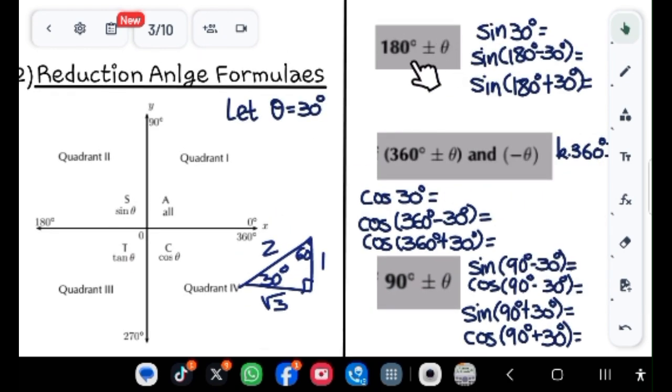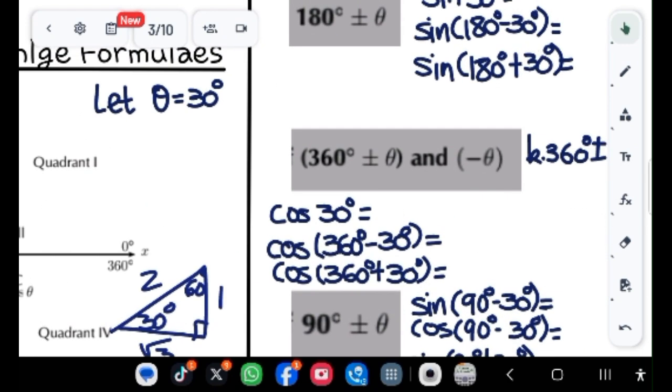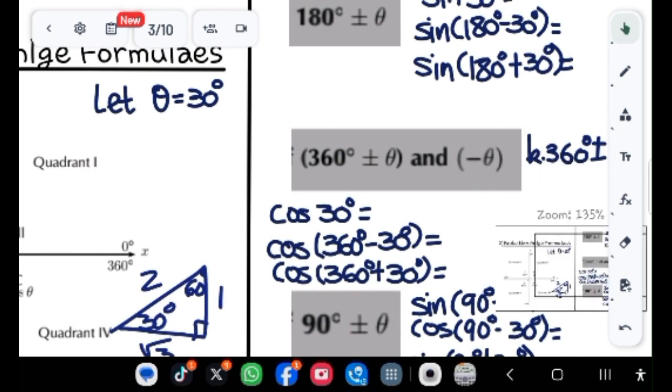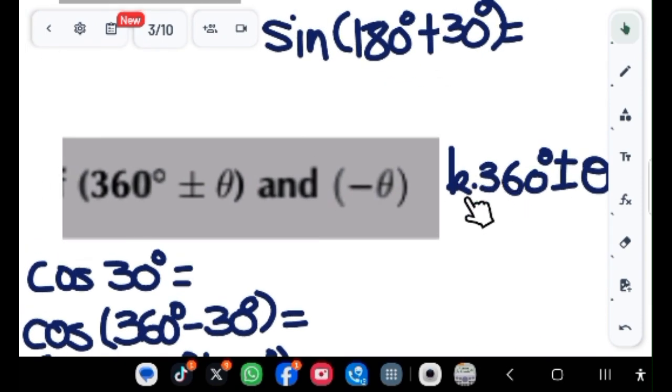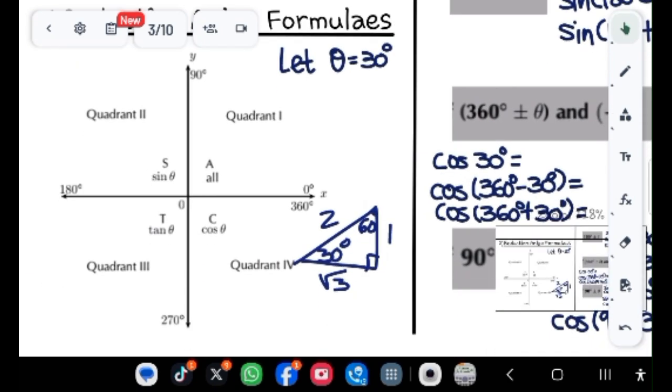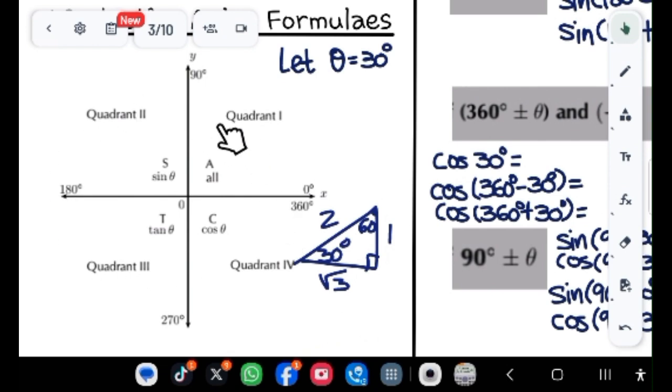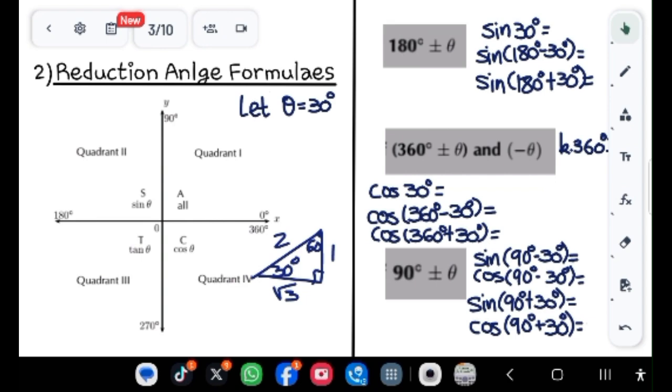Let's start with these: 180 plus or minus theta, 360 plus or minus theta, and minus theta, including multiples of 360 degrees. So it could be anything, negative 360 degrees plus or minus theta, or plus 360, or 2 times 360. It does not matter, as long as you make a revolution. Does not matter how many times you go round, you go back to exactly 0. So you will see how you still land at one place regardless of how many revolutions you go before you add a particular angle, which is theta, which is an acute angle.